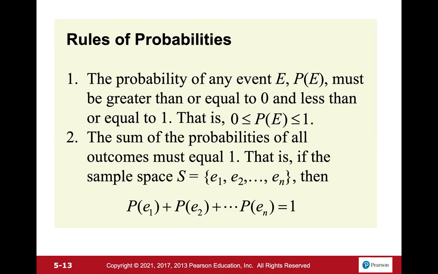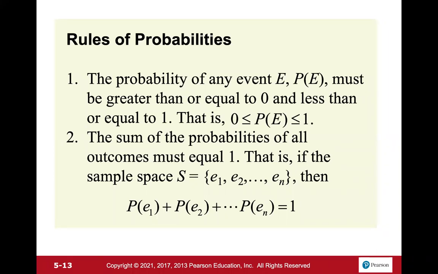That is, if the sample space S is equal to event 1, event 2, all the way up to event N, then the probability of event 1 plus the probability of event 2 plus the probability of event, all the way up to N, the sum of all of those should equal 1.